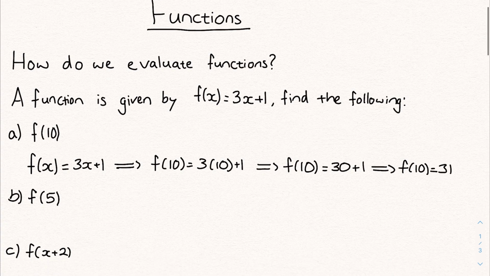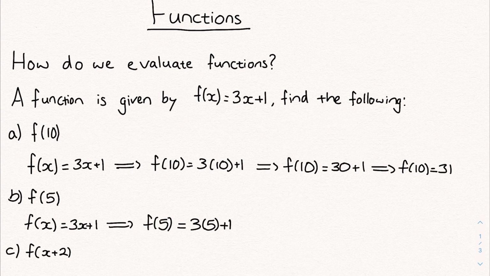For the next one, we're going to look at f(5). Okay, so same sort of process. We've got f(x) is equal to 3x plus 1. And we now want to replace all our x's with 5. Okay, so f(5) is equal to 3(5) plus 1. And we now want to expand out this bracket like a normal question. So we now say that f(5) is equal to 3 times 5, which is 15, plus 1. So this would then equal 15 plus 1 is 16. Okay, all done on that one.